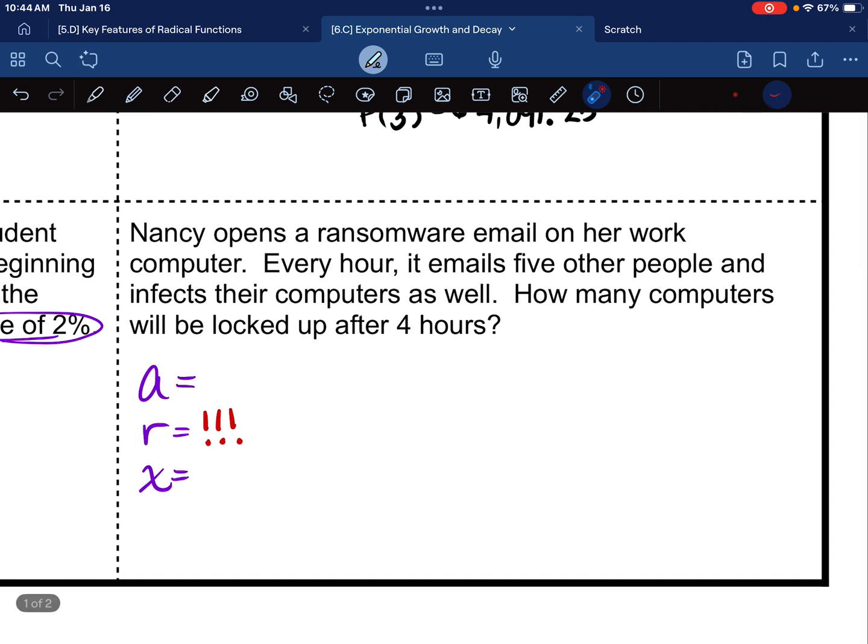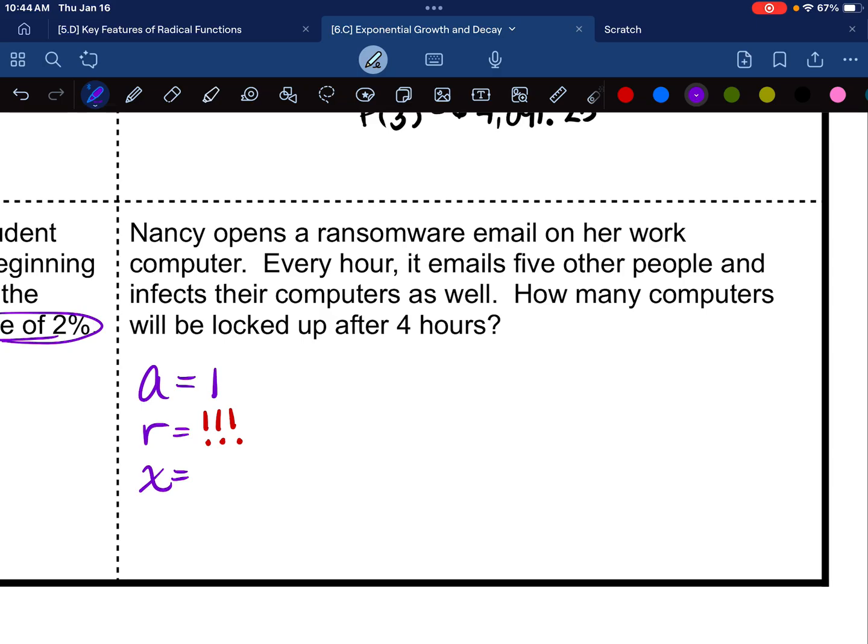Now let's look at this one. This problem's a little bit different. Look at the phrasing on it because that's what's going to mess us up. So Nancy opens a ransomware email on her work computer. In terms of initial amount, that's just her, right? One computer was the initial amount.